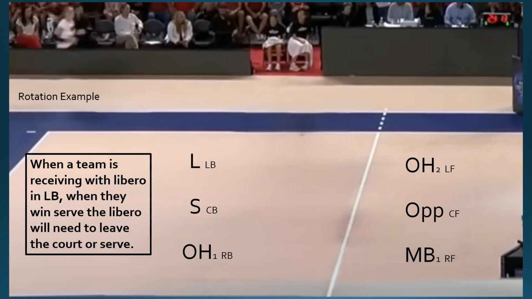We mentioned that tracking rotations can help us notice libero violations. When we see a team receiving serve with the libero in the left back position, that should trigger a little alert in our mind that when the team wins serve, the libero is going to have to do something. They can't just rotate because that would put them in the front row. The libero will either need to come out or they will need to serve if they've not already served in a different position in the set.